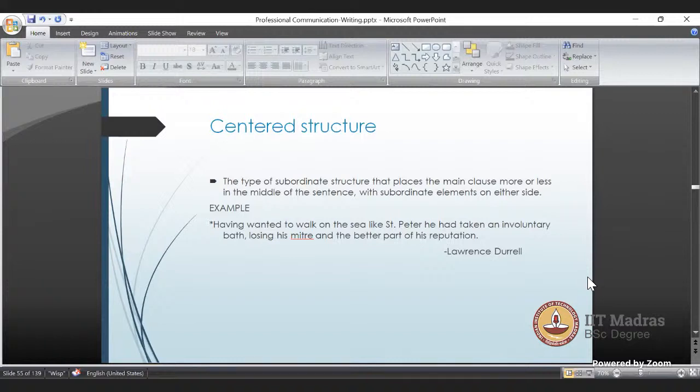It does not place any subordinate elements within the main clause. What it does is it arranges itself around the main clause, sometimes in the front, sometimes at the back, as it is done. So look at the example.